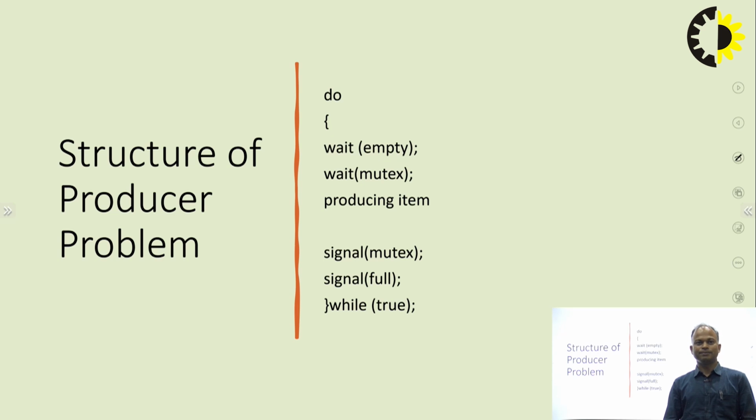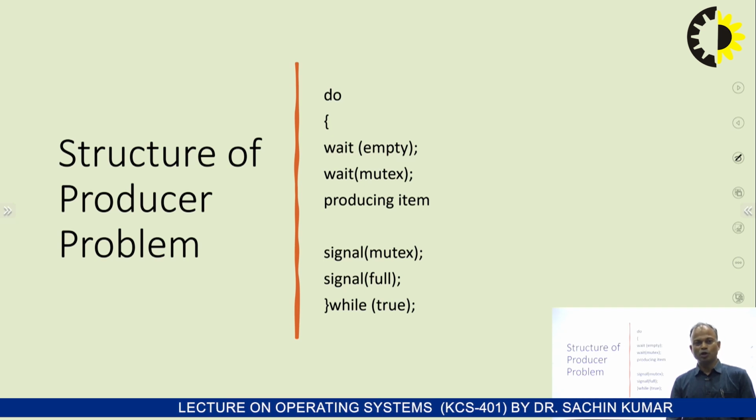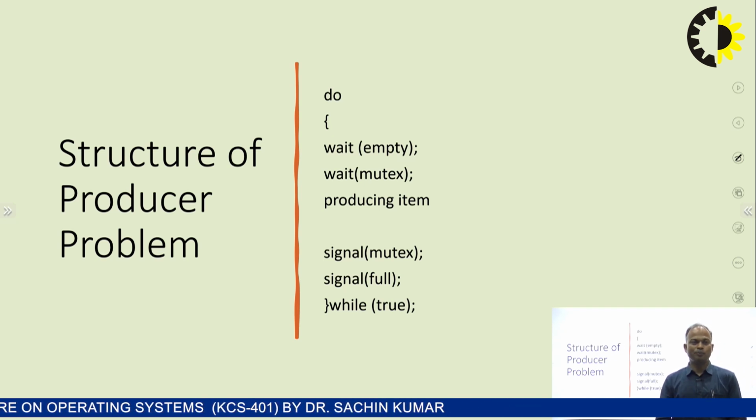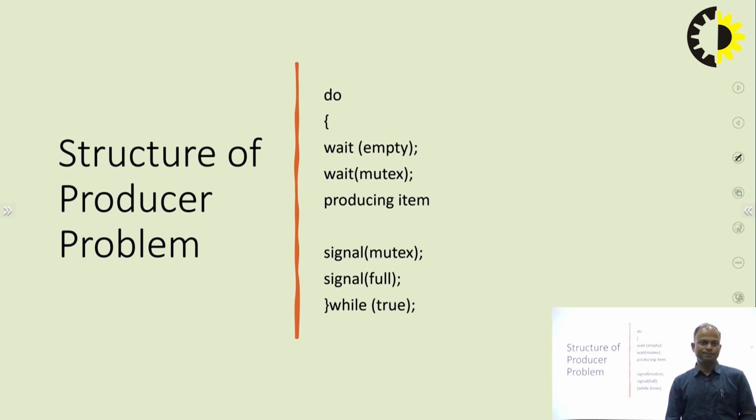So at this moment, wait(empty), the process will not get stuck in the wait function as per the value of empty, because the value of empty equals to n. So the wait function checks the condition: is it less than or equal to 0? No, this is not less than or equal to 0 because the value is n. And if the value is n, then the value of n is decreased by 1 by the code of the wait function. Now the value of the empty semaphore will be n minus 1 after executing this particular function.